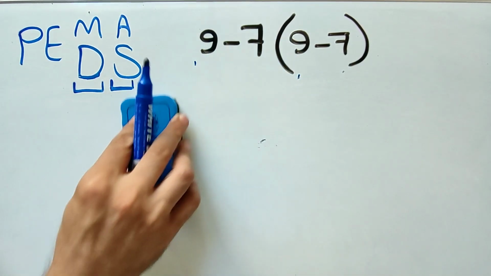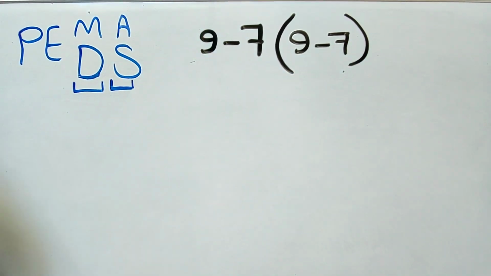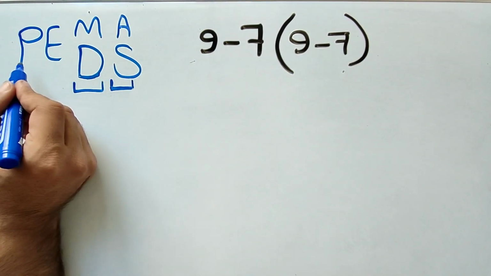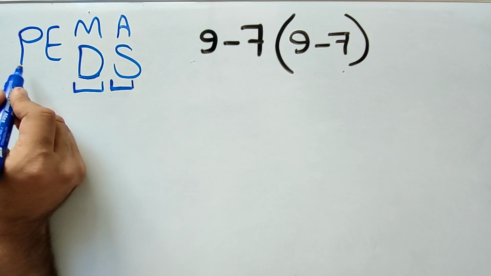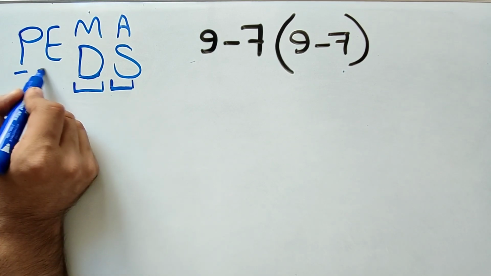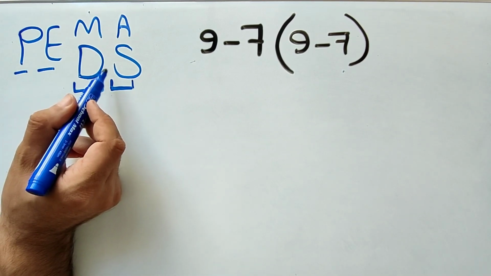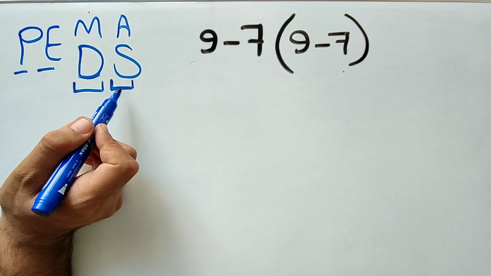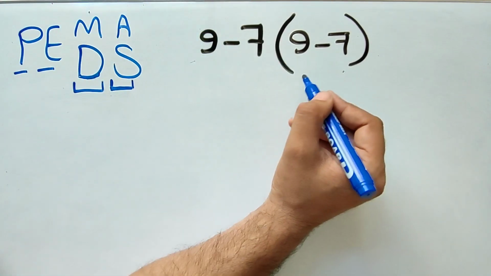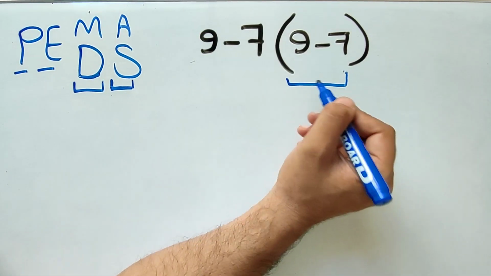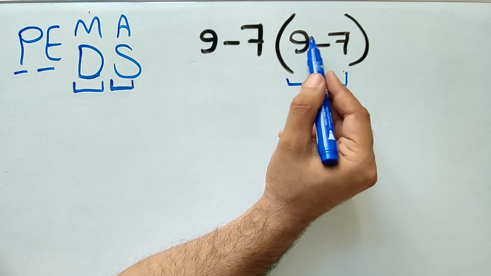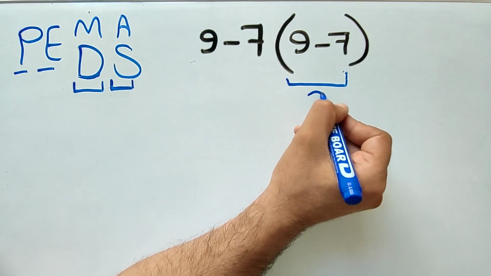According to the rules of mathematics, PEMDAS, we have to solve this math expression in this way. First parentheses, then exponent, then multiplication and division, and then addition and subtraction. According to this rule, we have one parenthesis here that we have to solve first. So 9 minus 7 gives us 2.